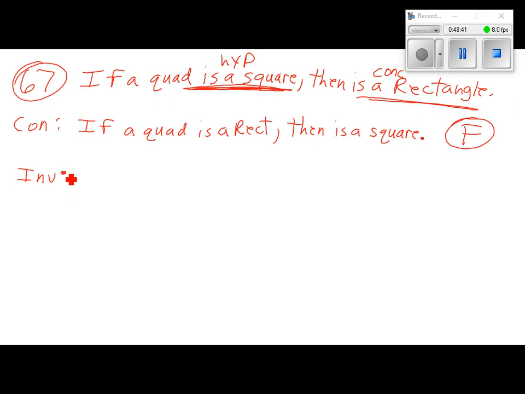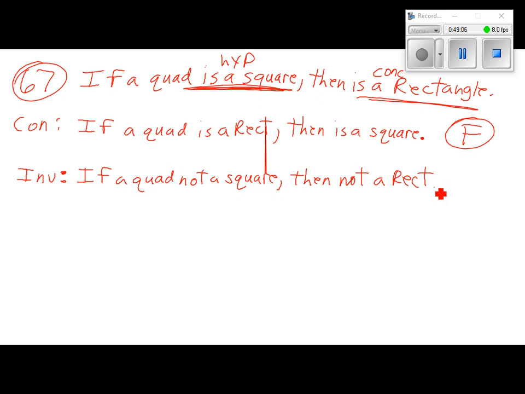Inverse. What's the inverse do to a statement? Negates both parts. Leaves it in the original order, but negates it. So if a quad is not a square, then not a rectangle. So if I got this quadrilateral, it's not a square, correct? Correct. Does that mean it's not a rectangle? So is that a true or false statement?